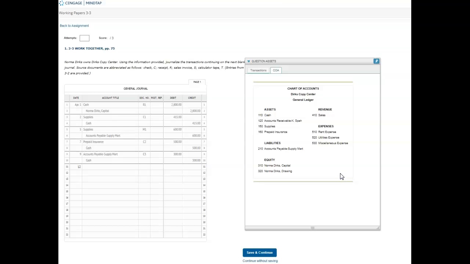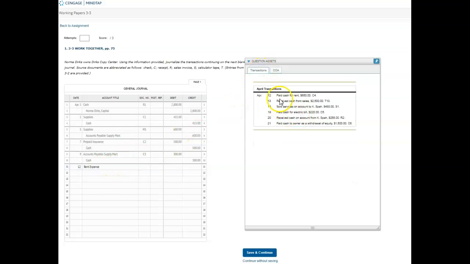Think about this. Every time we've journaled something, the name of the account has been there. So if it says that we paid cash for rent, then it would be rent expense. Rent expense is the debit. The reason it is the debit is the bill came in. Type in rent expense. Now we need to add our document number. C4. Remember, pause if you need to.